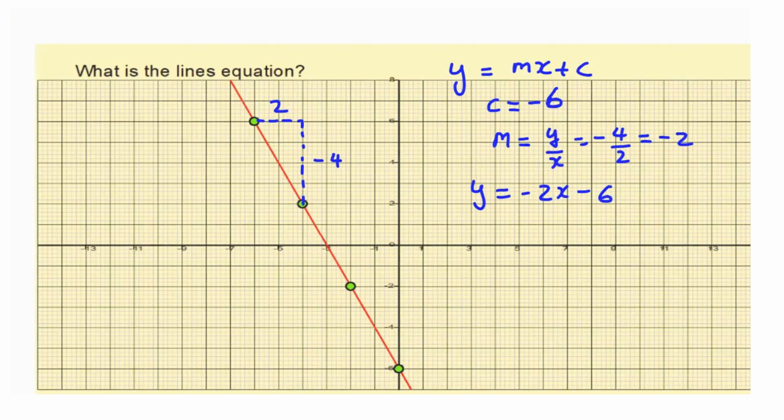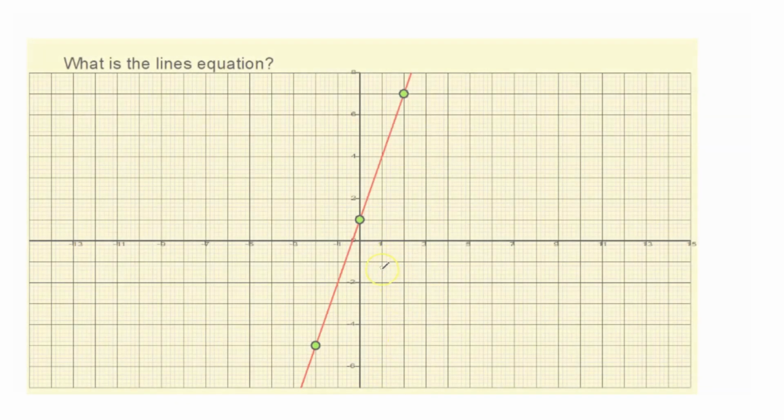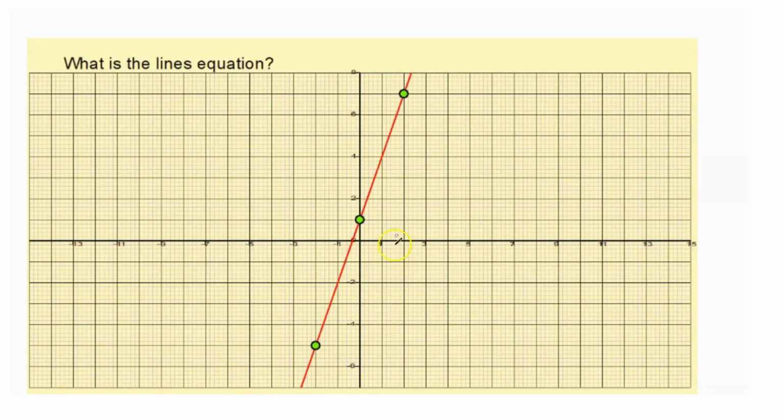Let's examine another question. So here we have another line on the graph. So we know that the general form for the equation is y equals mx plus c. So let's examine the y-axis for that value. So here c then would be 1. C is the y-intercept, so we can write down our first value there. C equals 1. So we need to find m.